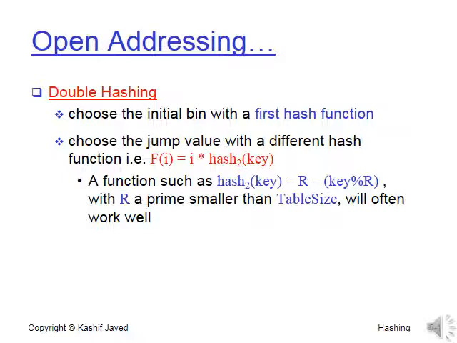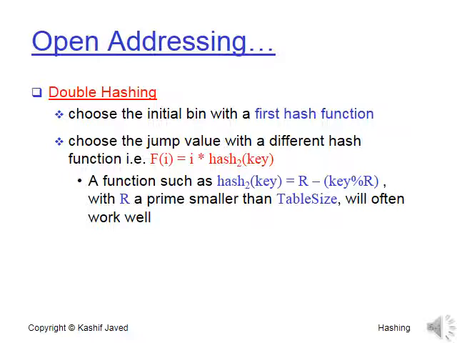Now, there exist techniques that eliminate secondary clustering, and the one that is most popular is double hashing. Double hashing will associate with each element an initial bin defined by the first hash function and a skip defined by the second hash function. An important aspect of the second hash function is that it should never evaluate to 0, and it must make sure that all cells can be probed.